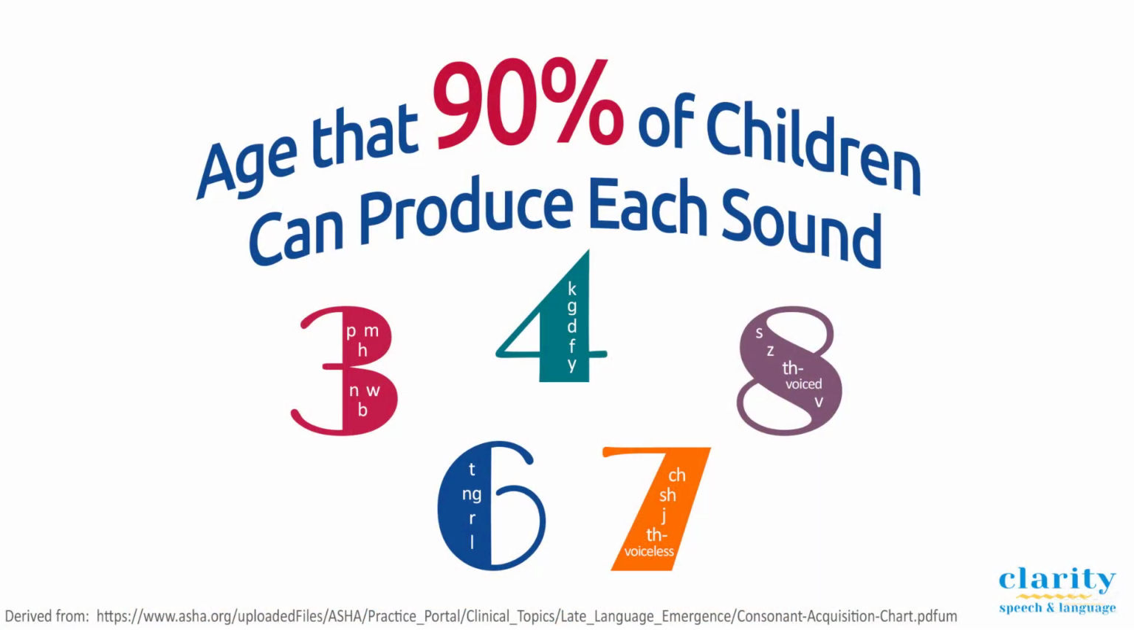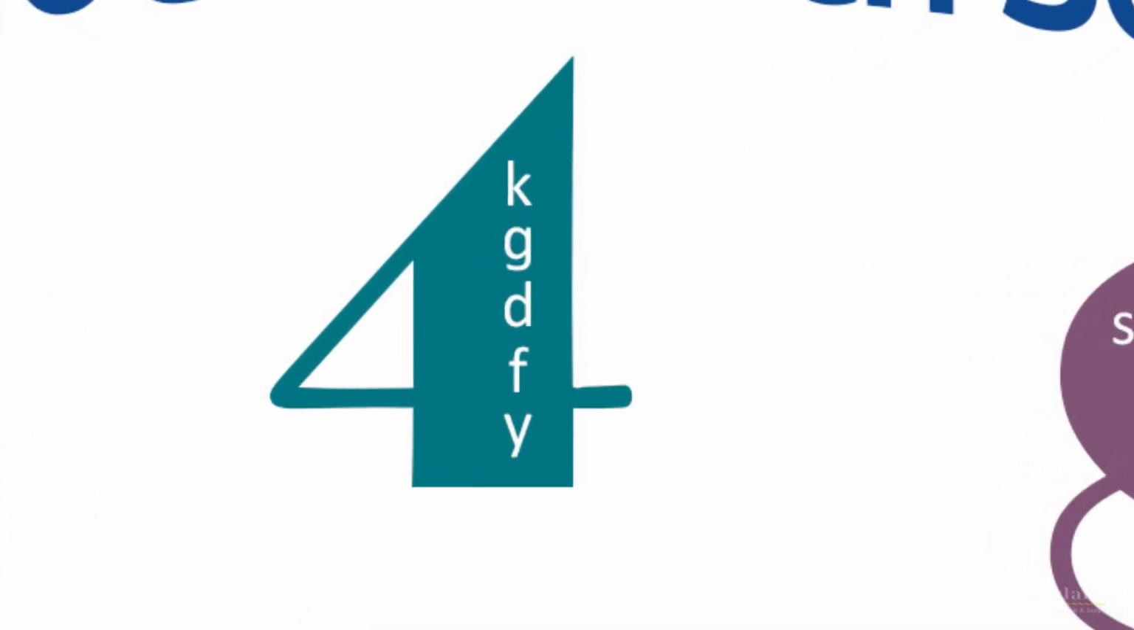In this lesson, you'll be learning how to teach your child K in isolation and in syllables. As you can see by the attached image, this chart puts K at about age 4 for most children. In other words, by age 4, 90% of children can produce the K sound correctly in speech. However, I believe in working with children as soon as possible so they don't develop bad speech habits.